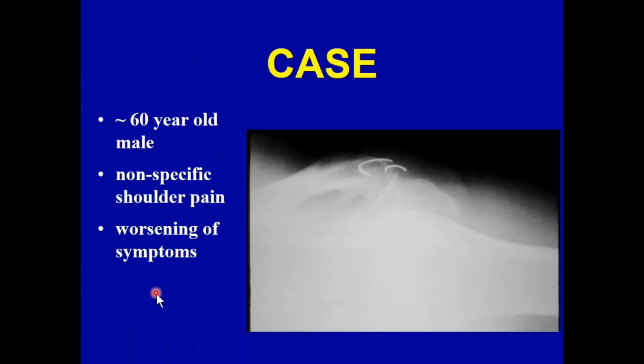So we're starting at the top of the extremity skeleton with the shoulder. As you can see on the slide, this is a 60-year-old male. He has shoulder pain, but it's getting worse. And this is supposed to be a shoulder x-ray, but there are issues with the shoulder x-ray.